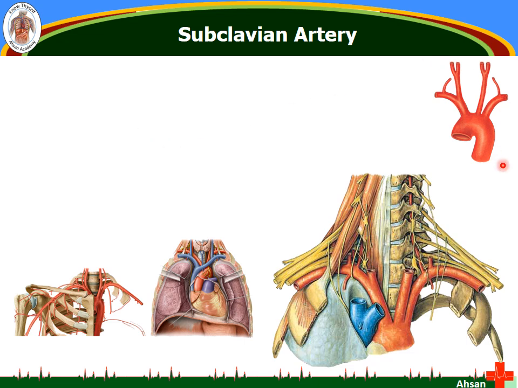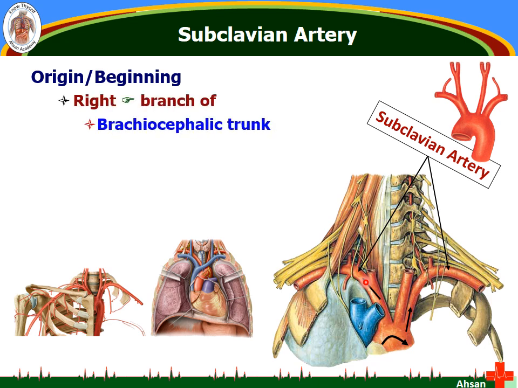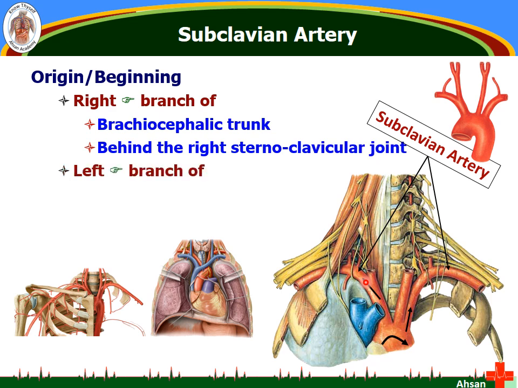The subclavian arteries are two in number. The right and left vary in their origin. The right one, you see, this is the arch of the aorta, the brachiocephalic trunk, and from the brachiocephalic trunk the right subclavian artery arises, and this origin is just behind the right sternoclavicular joint. On the left side, this is a branch of the arch of the aorta directly, and it is in the thorax, in the superior mediastinum.